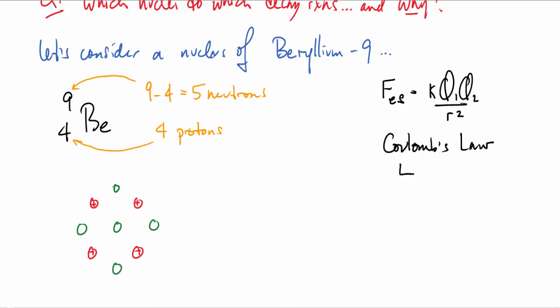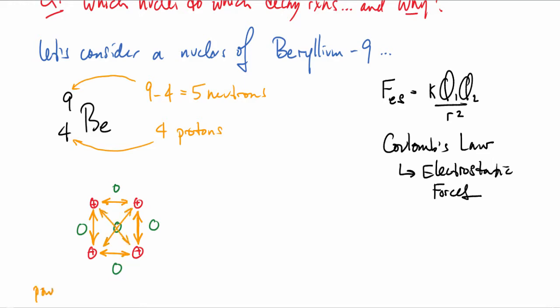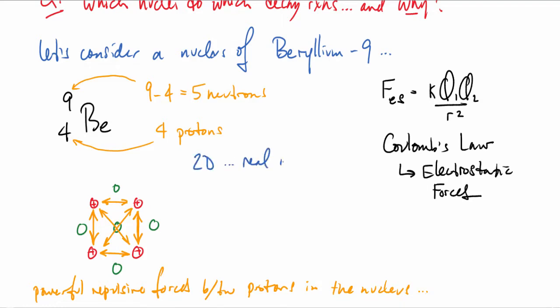Remember Coulomb's law of electrostatic attraction, k Q1 Q2 over r squared, which gives us all the electrostatic forces. This tells us that these positively charged protons should repel one another. You can see these orange repulsive forces felt back and forth between all of the protons. And these forces are very powerful because the charges are large and the distances are small. So here are these repulsive forces inside the nucleus.